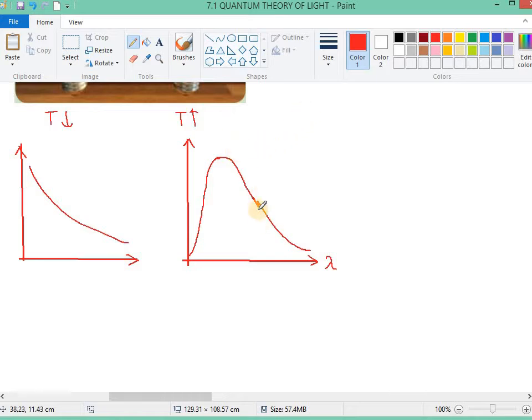What does this mean? Let's say from here to here is the wavelength of ultraviolet. Here to here is the visible light. Here to here is the infrared. Here to here is microwave. Here to here is radio wave, for example.